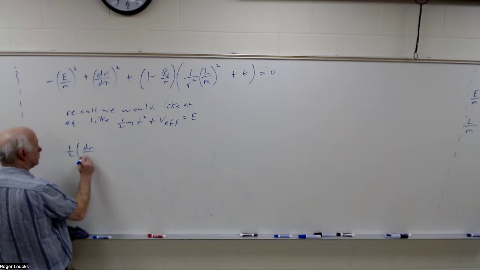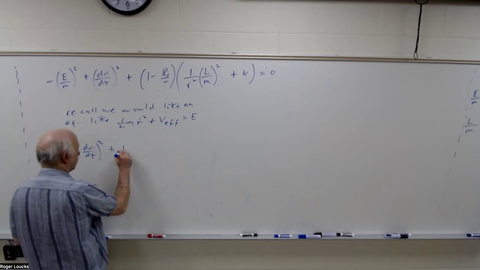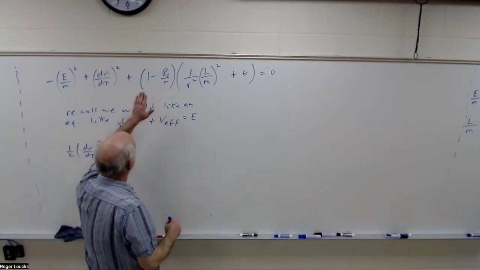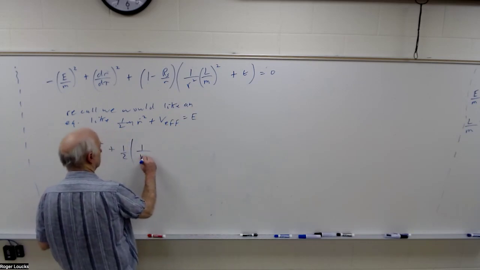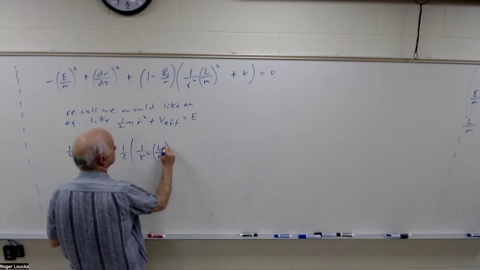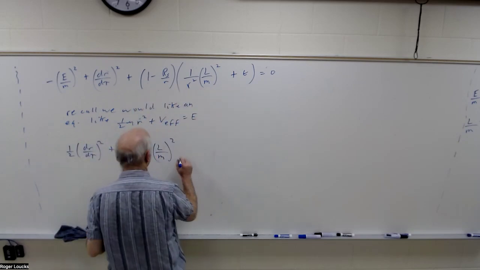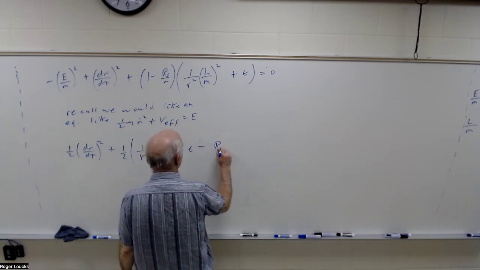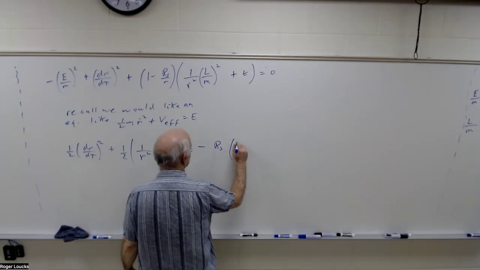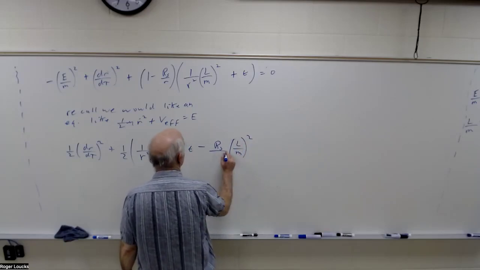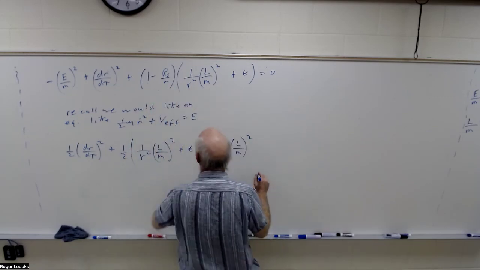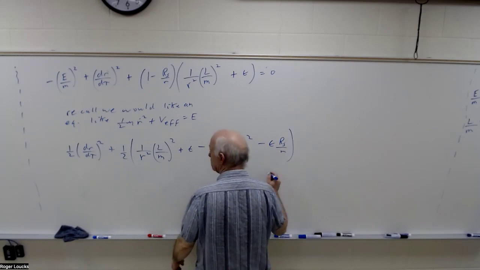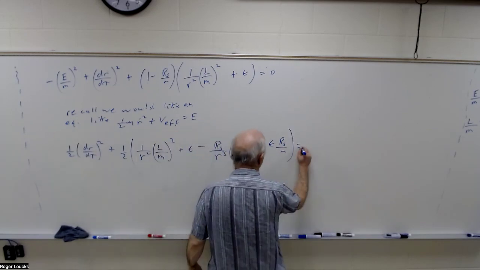I'm gonna have a plus 1/2. All this other stuff here, I'm gonna multiply this stuff out here. So I'm gonna get this times this, and this and this, and this and this, and this and this. That, and then I'm gonna take the other term to the other side.